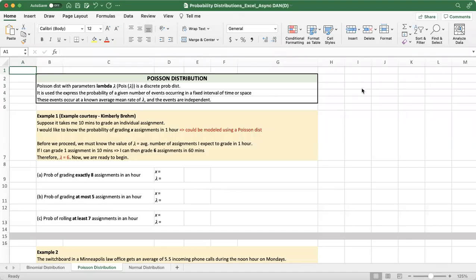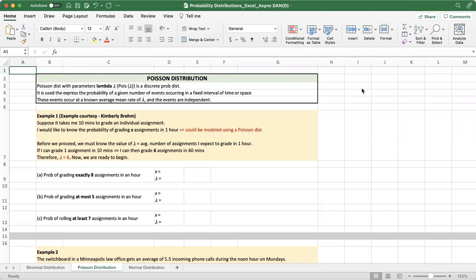Hello everyone. We're going to learn how to compute probabilities of Poisson distribution in this video. A Poisson distribution is a discrete probability distribution. And if we want to express the probability of a given number of events occurring in a certain interval of time or in a length of space, we could use Poisson distributions.